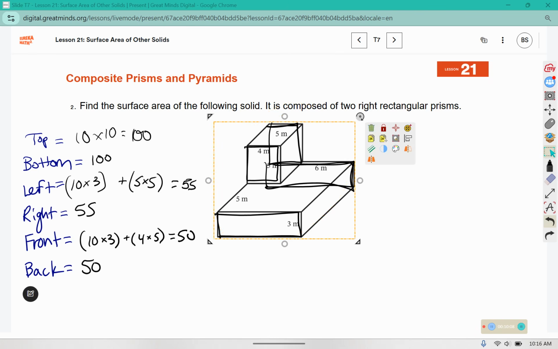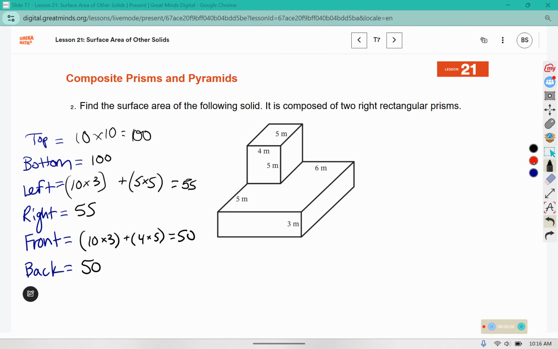So to find the whole surface area, we will add all those up. 50 and 50 make 100, 155, 210, 310, 410. An area is in meters squared.